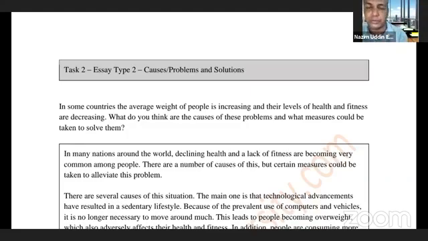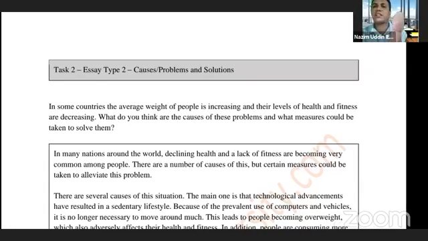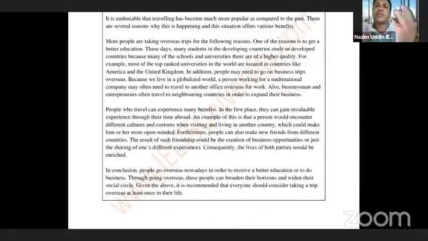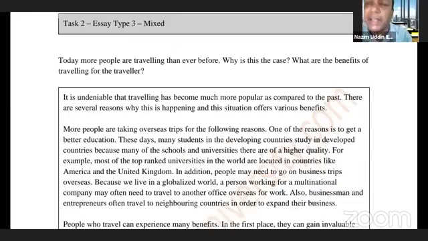question requires of you. Look at this question, it requires the causes and solutions. We have to explain. We can see another type of question here, what they are requiring. You have to understand the question requirement, then you plan to write. Today more people are traveling than ever before. What are the causes? And what are the benefits of traveling for the traveler? This is about the causes and solutions. So we have to do the same plan.